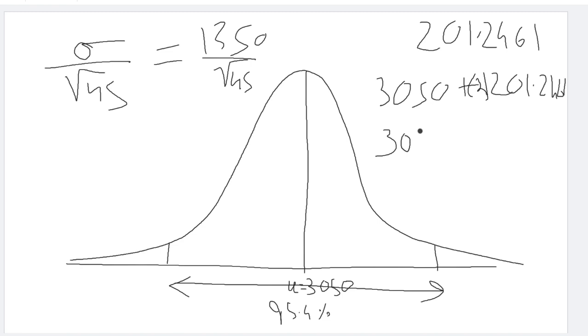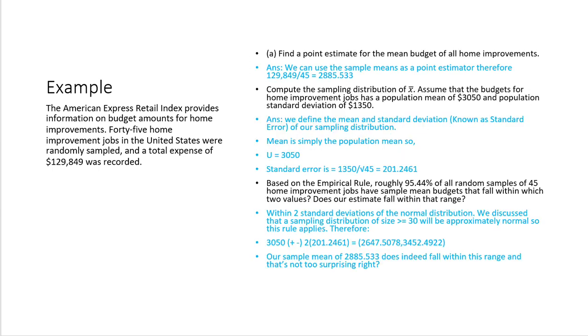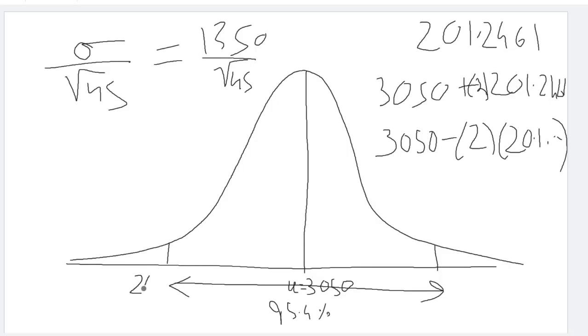And our lower bound is going to be 3050 minus 2 multiplied by our standard error, which is 201 point something. We don't have enough space to write here. But that's going to give us our two values on the left and the right. So 3050 plus minus this gives us our lower bound, 2647, and our upper bound, 3452, approximately. So within these two values, we're gonna have 95.4% of every sample mean that we can possibly get from a sample of 45.